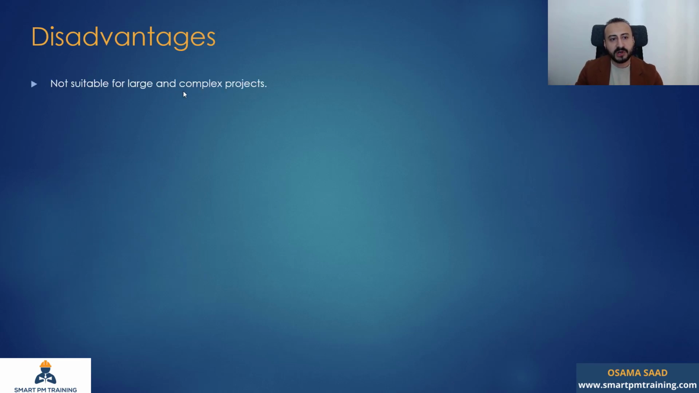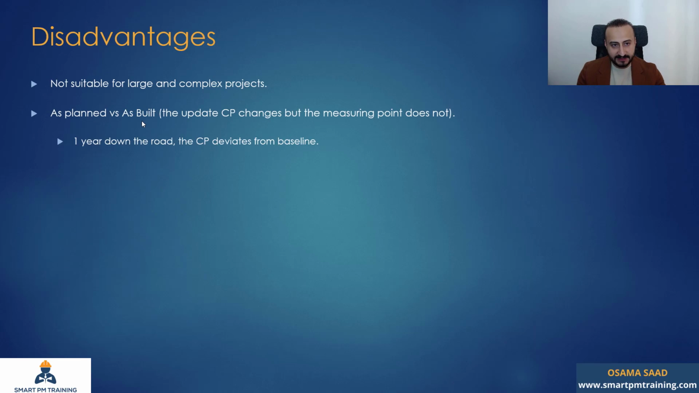It is not suitable for large and complex projects because the critical path will change. It's as-planned versus as-built. But the schedule update critical path changes. It will most likely change in large and complex projects, but the measuring point does not. One year down the road, after the baseline, when you are progressing away from the baseline, the critical path will deviate. It will not remain the same. So it's more like theoretical. You are not keeping up to date with the changes and the dynamics of the project.